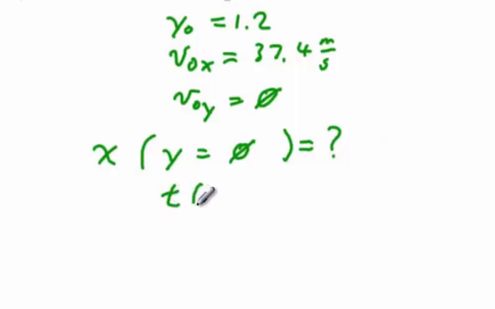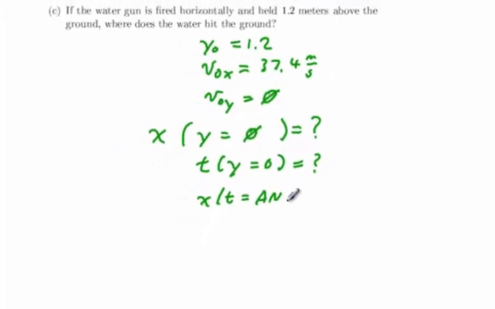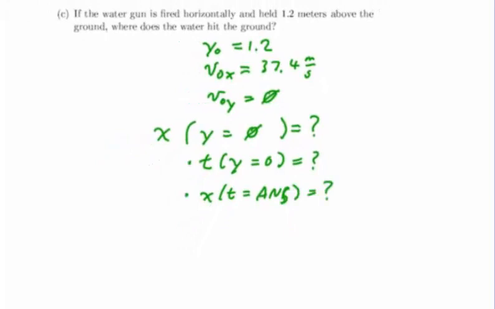The first step is to find the time at which y is 0. And the second step will be to find the x at time equal to the answer from the previous question. Let's begin with the first step. In order to solve for the time when y equals 0, we'll need the equation that relates y to time. That equation is y0 plus v0y times t minus 1/2 g t squared.